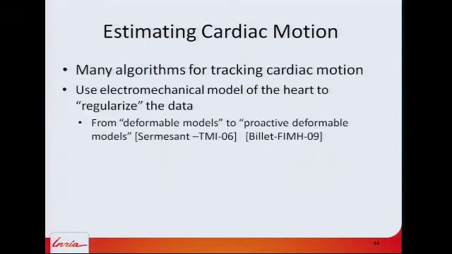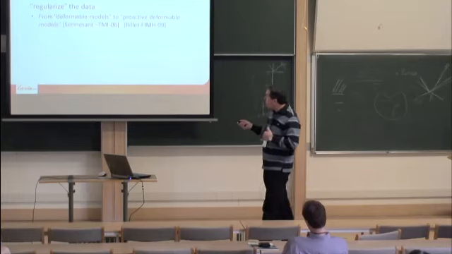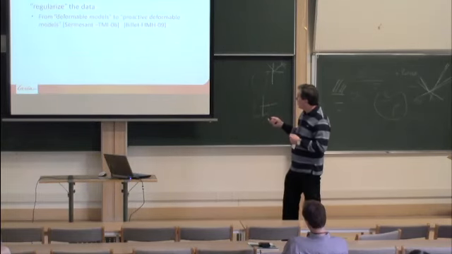So there are many existing algorithms in the literature to do the tracking of a heart in images. And here we were saying that most of those approaches are again using regularization. So they are using, let's say, optical flow, and then this optical flow is being regularized by some prior. And we thought that we could actually use our electromechanical model to serve as prior in this case. So that's why we propose to use this electromechanical model to regularize the data.